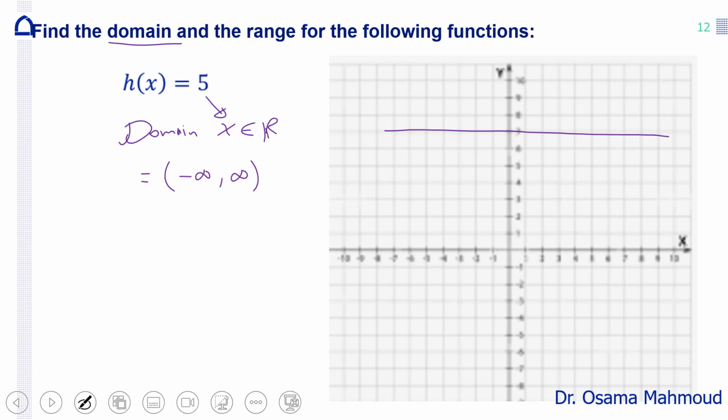So when f of x equals a constant, we call it a horizontal line. For the horizontal line, the slope equals 0. This is why x disappears, because we have y equal to mx plus b. When x disappears, it means m equal to 0. So the domain is minus infinity to positive infinity, and the range is only one value, which is 5.